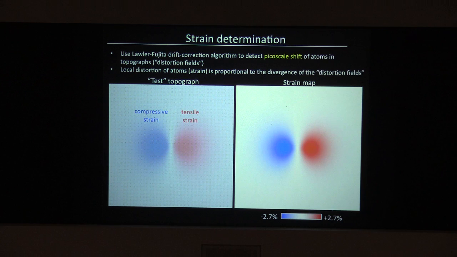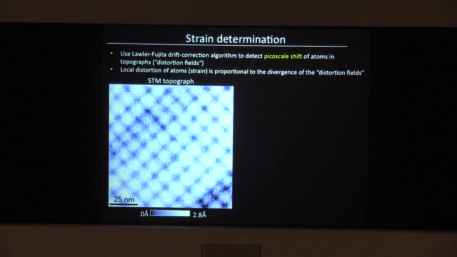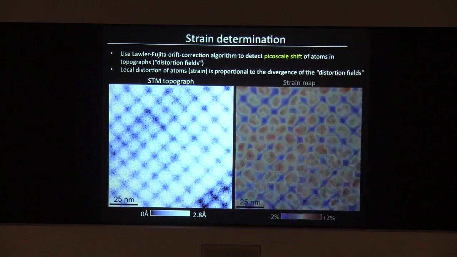So let's say you have a perfect lattice. You construct a perfect lattice, and then you ask the question, how much has each atom shifted with respect to this perfect lattice? We can actually measure that shift atom by atom using this algorithm. And so that's what we do. This is an example of what we can do. Here's a lattice. We actually superimpose compressive and tensile strain deliberately, and using this algorithm, we were able to backtrack the strain.